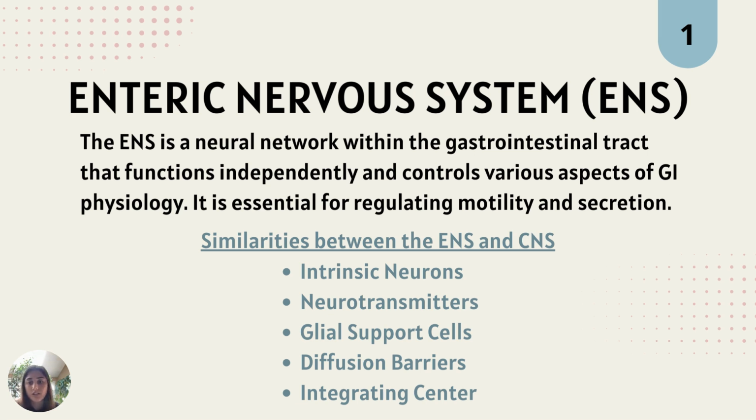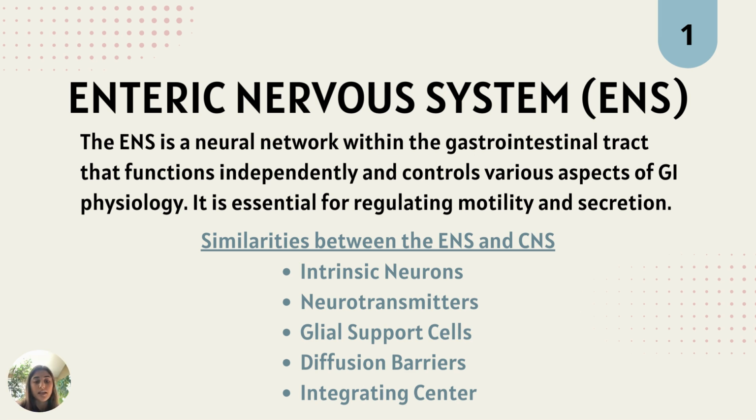Glial support cells are similar to astroglia of the brain, and diffusion barriers are not very permeable and are similar to the blood-brain barrier. The integrating center originates in the GI tract and integrates without leaving the ENS, and is very similar to the brain and the spinal cord.